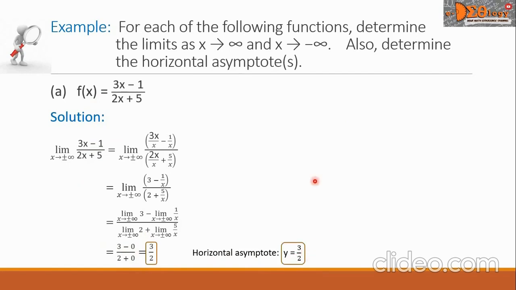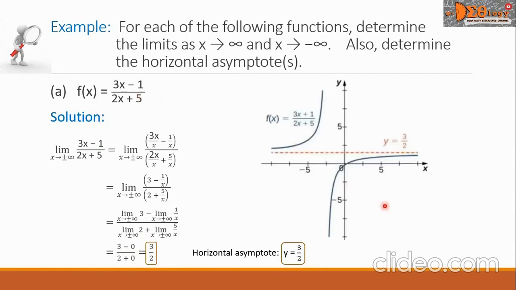Now let us consider the graph of the function. Here it is. We can see that as x goes to positive infinity, the value of f of x comes closer and closer to 3 over 2. Also, when x goes to negative infinity, the graph comes close to the value 3 over 2 also. And the line y equals 3 over 2 is the horizontal asymptote.